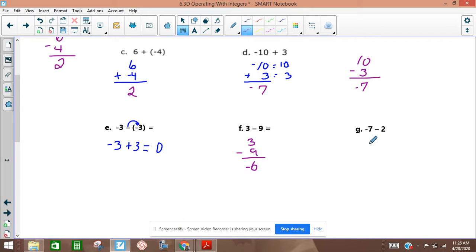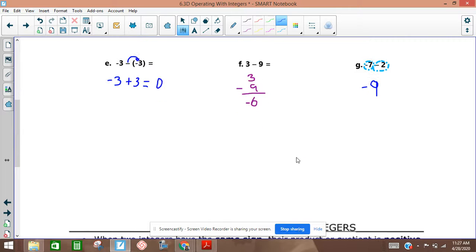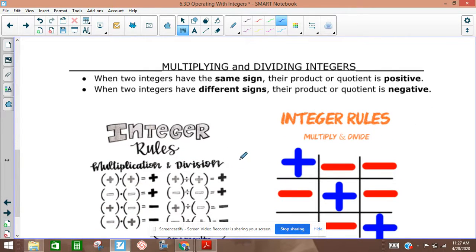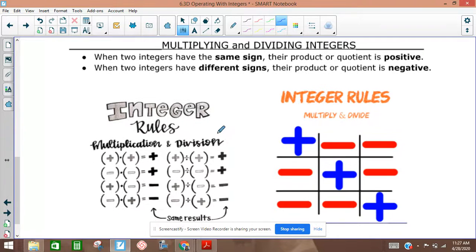One of the last examples about subtraction, notice how these two have the same sign. Once they have the same sign, you add and keep the sign. So -7 and -2 should equal -9. So you can also distinguish if they have the same sign or opposite signs. Now moving on, we're going to go into multiplying and dividing integers.